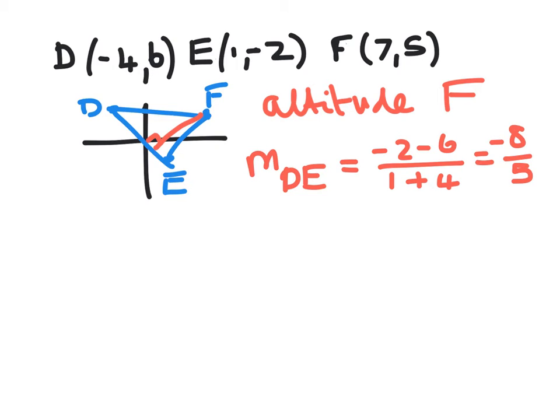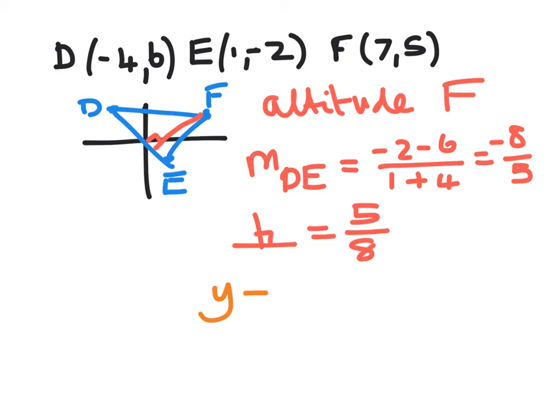Once we've got that, the next thing we need is the perpendicular gradient. The perpendicular gradient is the gradient turned upside down with the sign changed. So that will be 5 over 8. Looking over here, the -8 over 5 becomes 5 over 8. Lastly, we plug that information into our formula.